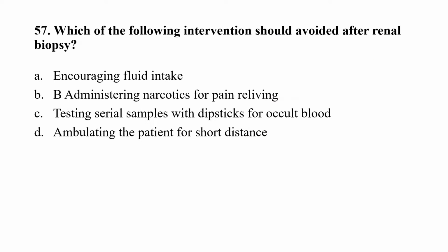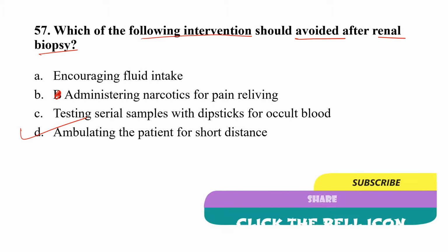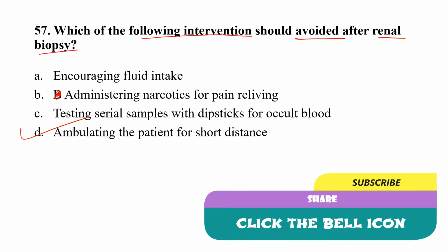Which of the following interventions should be avoided after renal biopsy? Option A, encouraging fluid intake. Option B, administer narcotics for pain relief. Option C, testing serial samples with dipsticks for blood. Option D, ambulating the patient for short distance. The correct option here, option D, ambulating the patient for short distance should be avoided after renal biopsy.